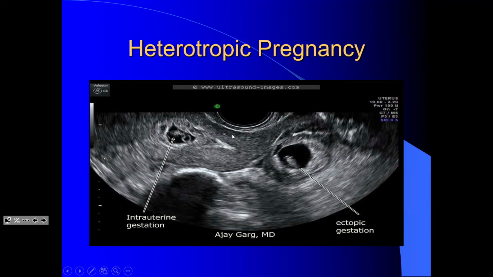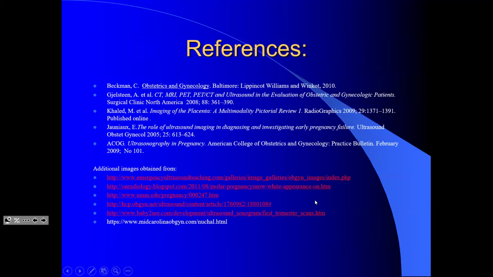At times this pregnancy would progress normally, but you cannot leave it alone, because it would rupture, and then the other one will also be in trouble. Okay, so clear on this? This was about heterotopic pregnancy, and you can go through the references if you like. I've tried to make it quite easy for you. You just have to go through these images once more and it'll all make sense.